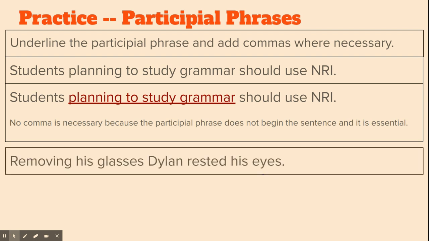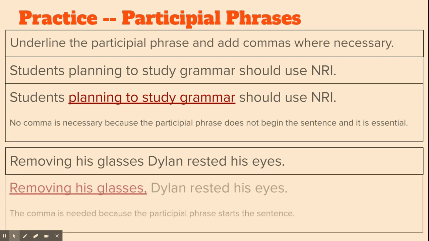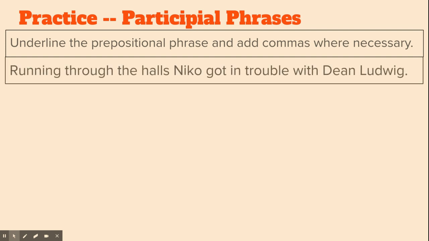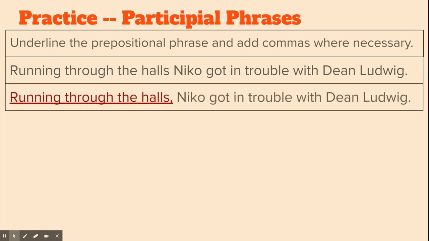Removing his glasses, Dylan rested his eyes. Removing his glasses is our participial phrase. This does need a comma since it starts the sentence. Let's practice some more. Underline the participial phrase and add commas where necessary. Running through the halls, Nico got in trouble with Dean Ludwig. Running through the halls is our participial phrase, and it has a comma because it begins the sentence.